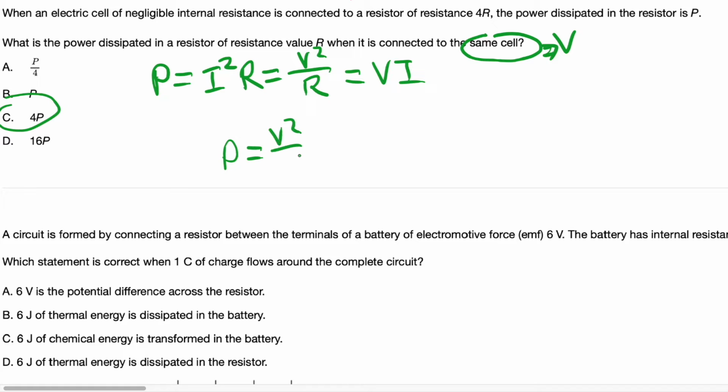So initially, with 4R, the power is P, right? V squared divided by 4R is equal to P. And now it becomes V squared divided by R. And this is equal to this thing here. So it will be 4P.